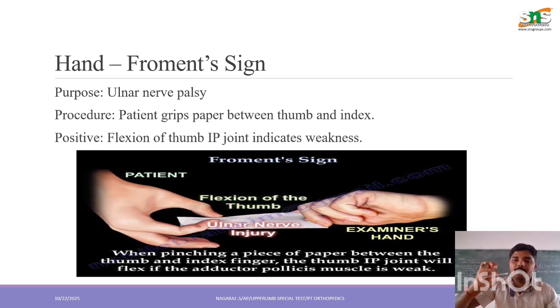Grip on this ID card, pinching between the index finger and the thumb. With normal muscle strength, the patient holds the grip. In case of a lesion, the paper is not gripped by the patient. That is also the case in weakness from ulnar palsy, mainly the muscle group of the IP joint of the thumb is weak.